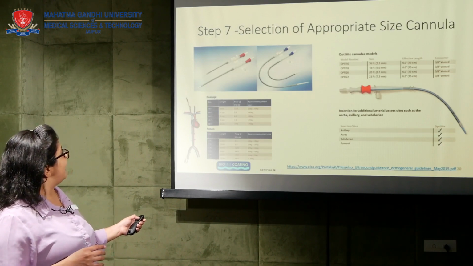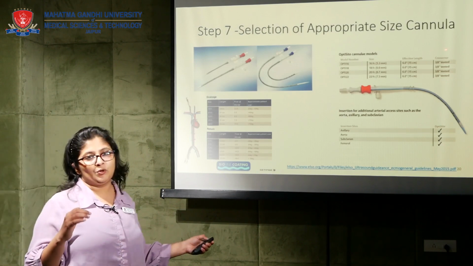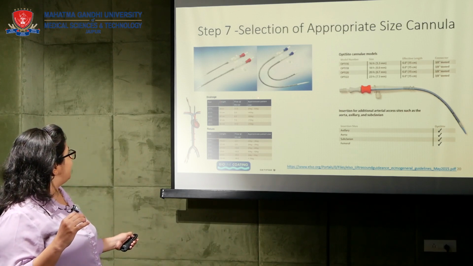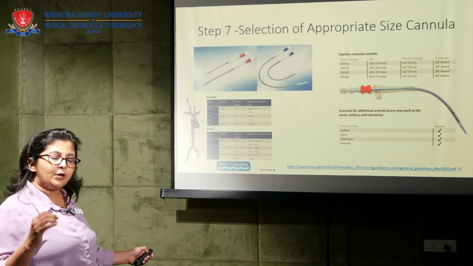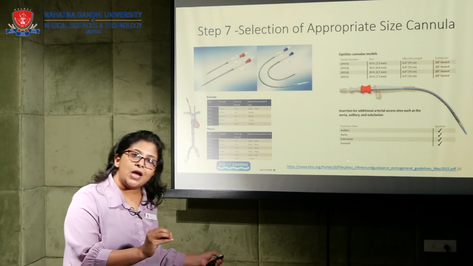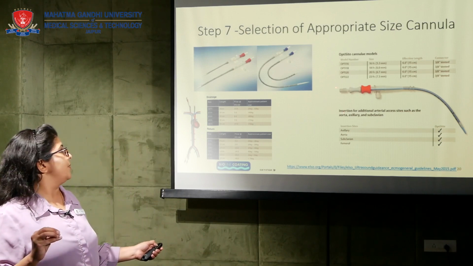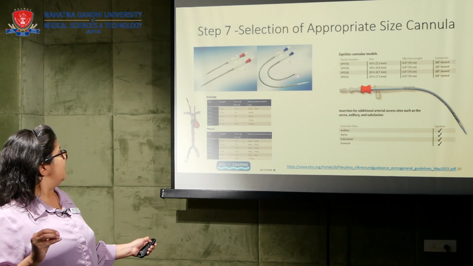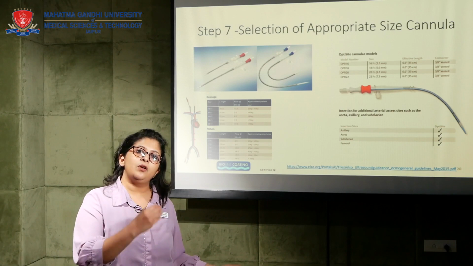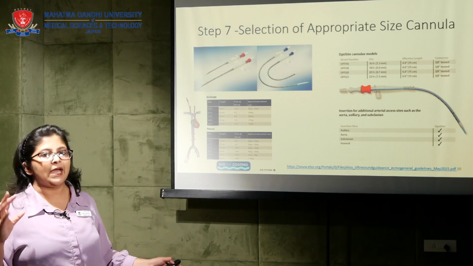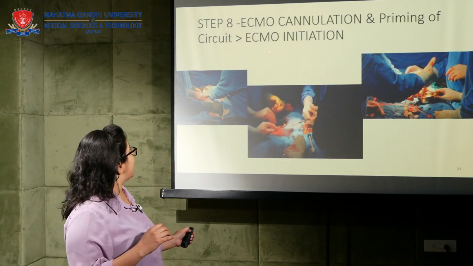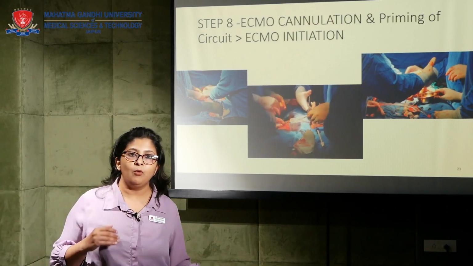So step number 7, as we discussed, is the selection of the appropriate size of the cannula. We use these charts depending upon the patient's body weight, height, body surface area. We calculate the appropriate size of the drainage cannula and the return cannula. So these are the cannulas which we have. We use the Maquet cannulas or we use the Edwards cannula depending upon which side of the body has to be cannulated. Step number 8 is ECMO cannulation and priming of the circuit, which finally leads to the ECMO initiation.